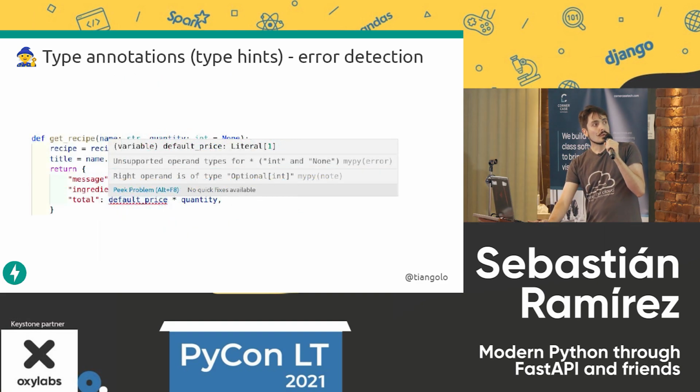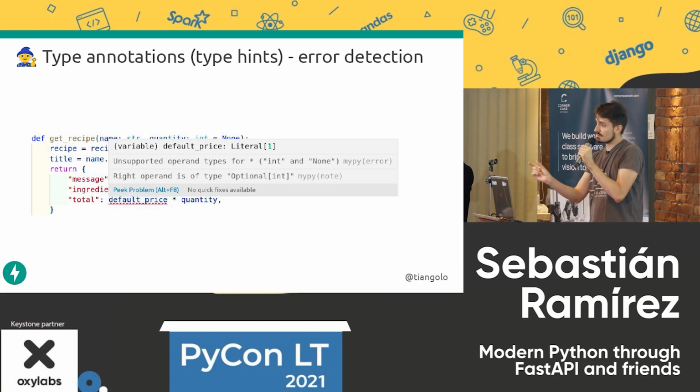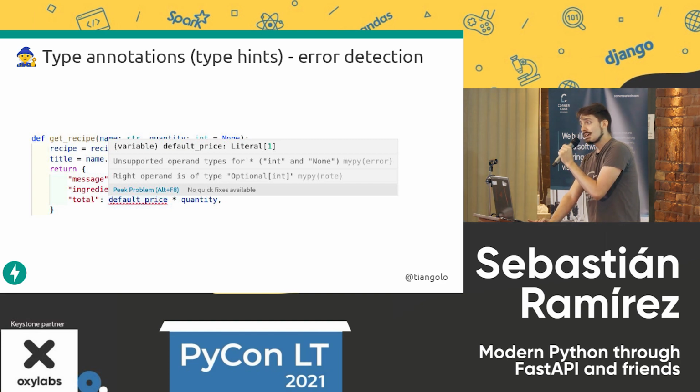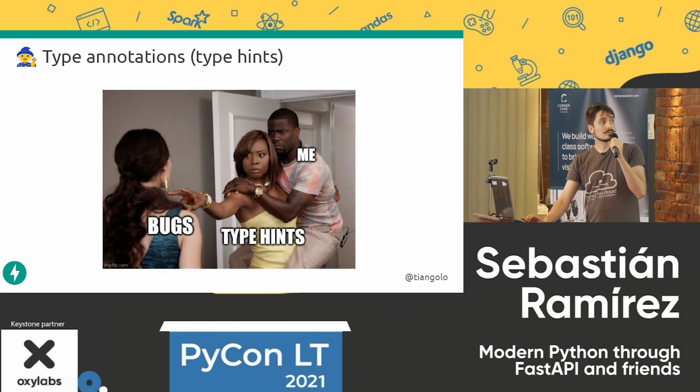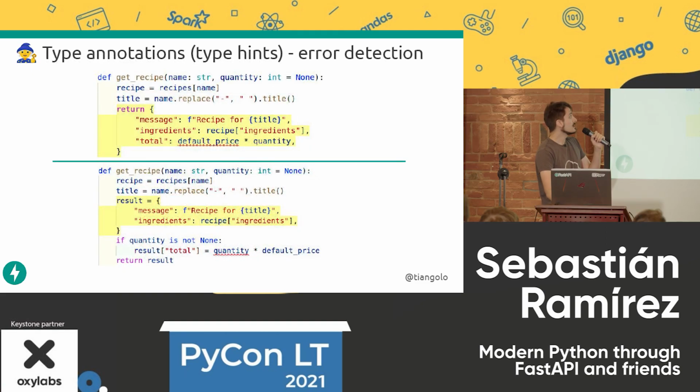And now suddenly we have this inline error in the editor. So we can detect bugs before having to run the code. Right in the editor, we will get those red lines telling us what is wrong. In this case, default price is an integer and quantity is None, so this is not a valid operation in the case that quantity is None. So these type annotations or type hints are protecting us from a bunch of bugs. That's the benefit we get from that.